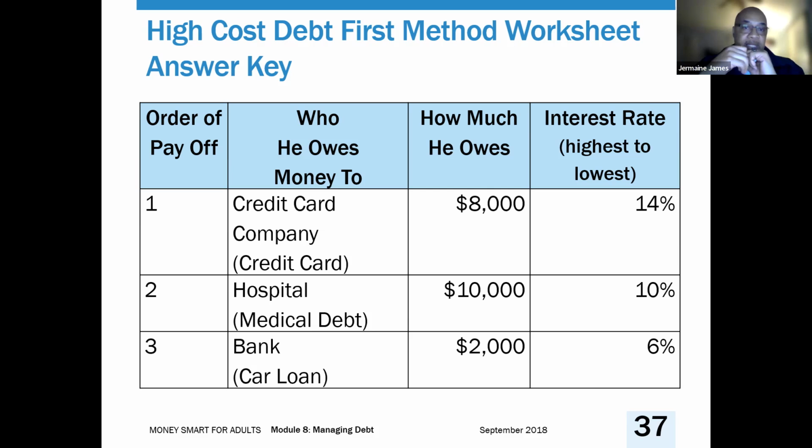But look at the interest rates. The interest rate is 14% on your credit card, 10% on the hospital bill, and 6% on the bank loan. These are ranked not in order of the amounts, but in order of the interest rate from highest to lowest, because the higher the interest rate is, chances are, depending on the period of time, that will result in a higher cost to you.